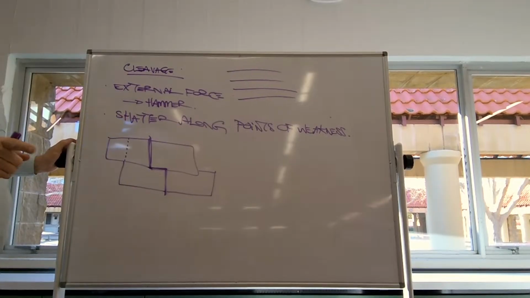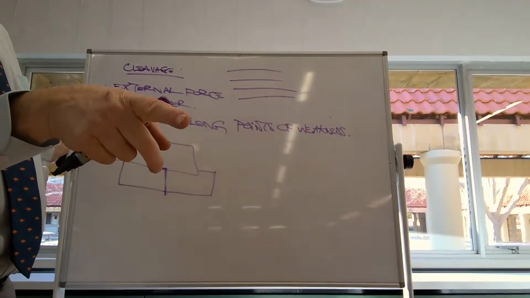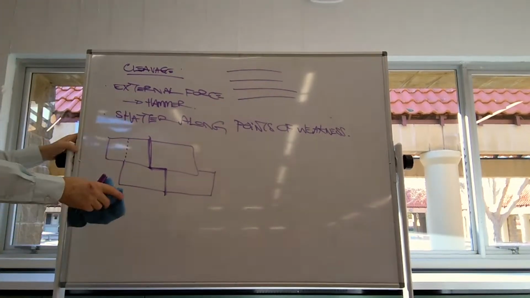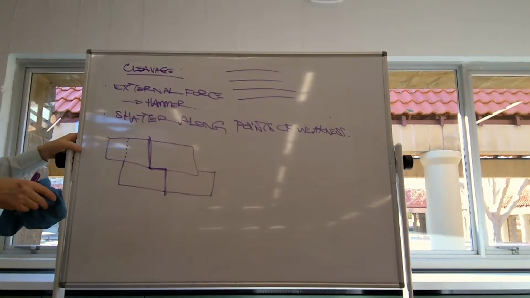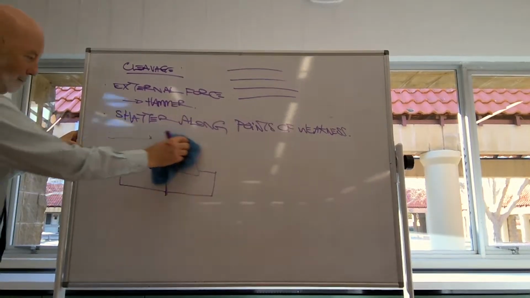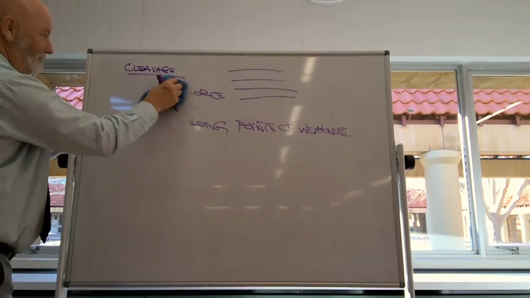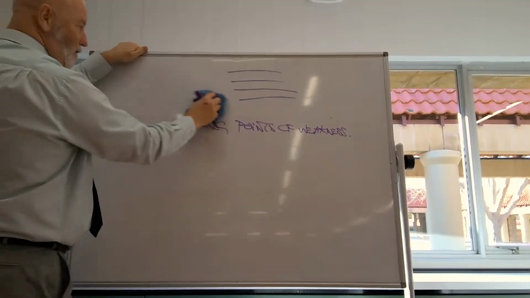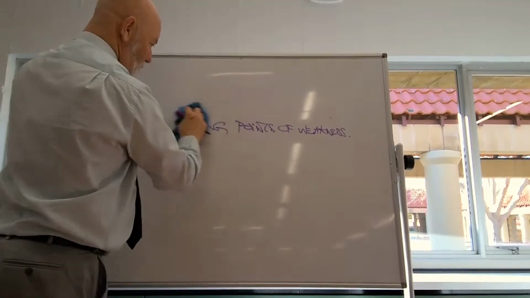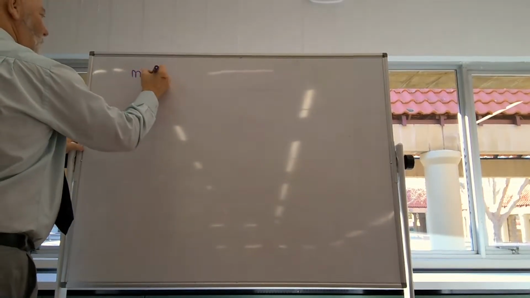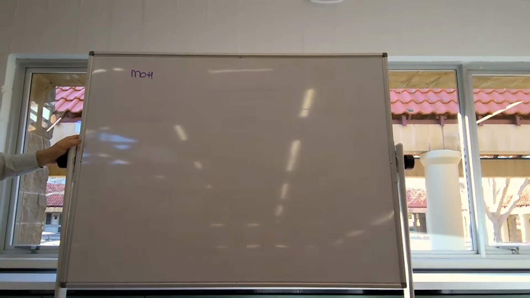Right. The next one is hardness. And this is named after Mo. I don't know who Mo is, but it's Mohs scale of hardness. Maybe if I was a geologist, I would know who Mo is. Okay? Mohs scale of hardness.